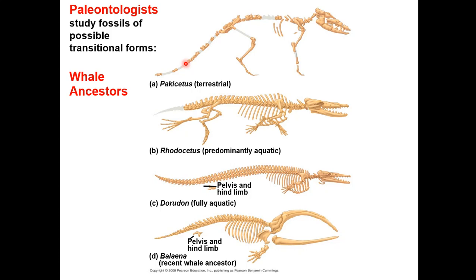Okay po? So, after that, we have Rodhocetus. Okay? It's a predominantly aquatic. So, kung makikita nyo, meron siyang limbs. However, these limbs are for swimming. Okay, so pre-aquatic siya. Okay? Next, we have Dorudon. Fully aquatic na siya. Okay? Pero kung makikita mo, yung fin, meron siyang pelvis, which is an evidence of being a terrestrial one. Okay? Pelvis and hind limb. Meron siyang limb. Okay? So, next, we have Balaena. So, recent whale ancestor. So, meron siyang pelvis and hind limb.